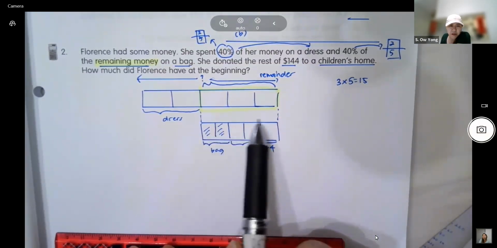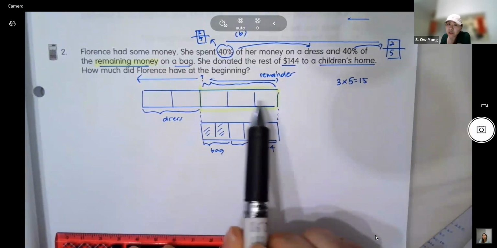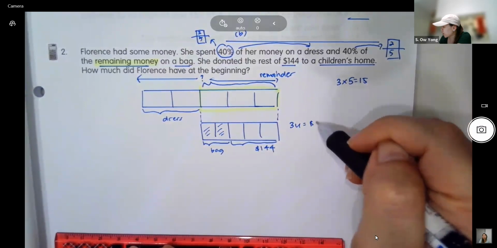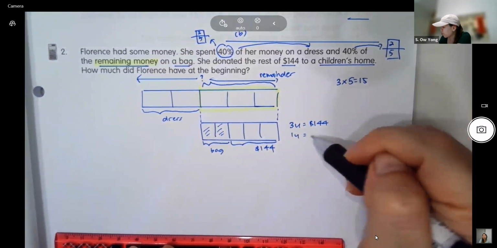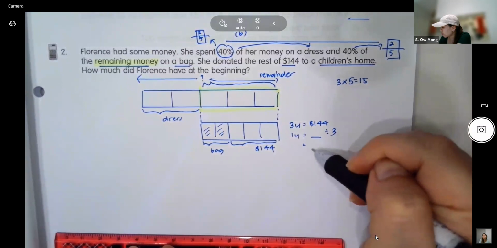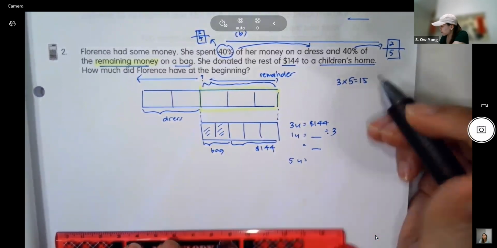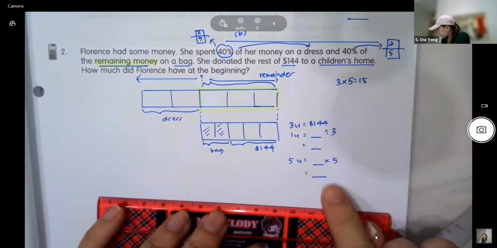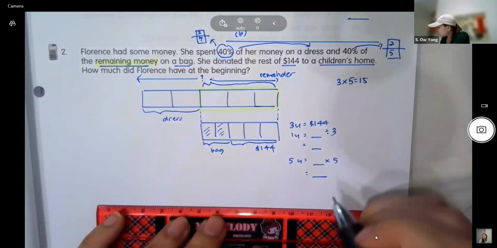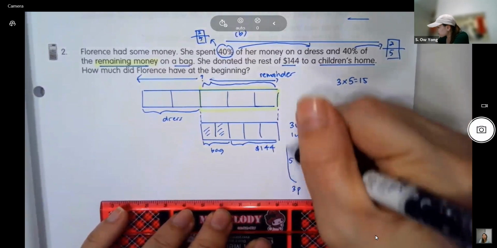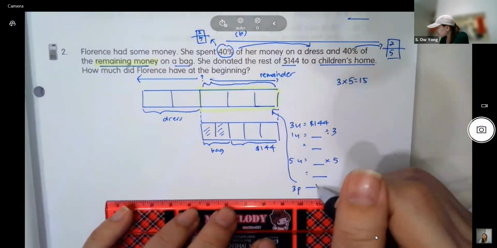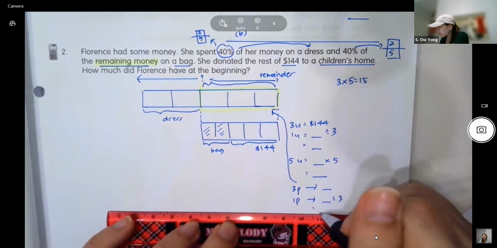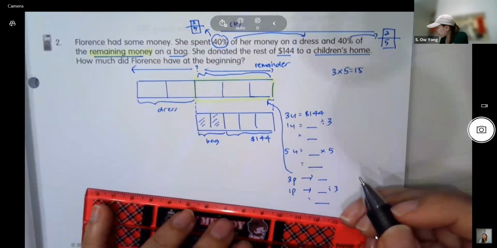Then this amount is equivalent to the 3 parts here. What I mean is this. 3 units is 144. Find 1, find 5. And this amount here will be equivalent to the 3 parts that you see on top. Then you find 1 part, and then you find 5 parts.